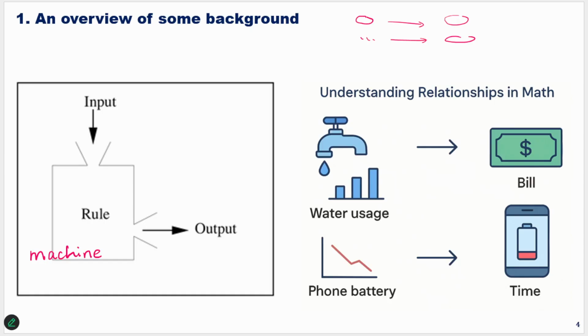For another example, phone battery. The longer we use our phones, the lower the battery, right? There exists some sort of relationship between time and battery, right? So probably we notice that one quantity affects another, and sometimes we want a precise way to describe it. So before functions, we might only use tables or graphs, but we need a systematic way to describe that each input has exactly one output. This kind of relation is called a function.